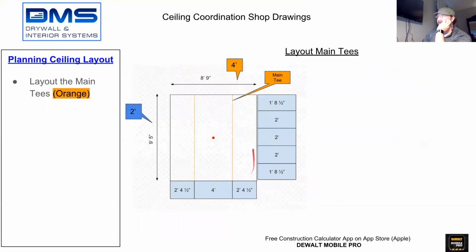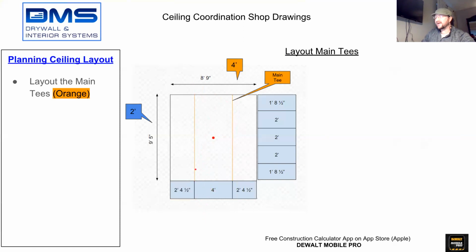So the area in white is where we want to put in our main tees. Our main tees come off the center. They need to be centered around the center. And since it's 4 foot, you're going to go 2 foot this way and 2 foot this way to make up. And this is where you're going to lay your main tees, which are here in orange. You put your 2 main tees.